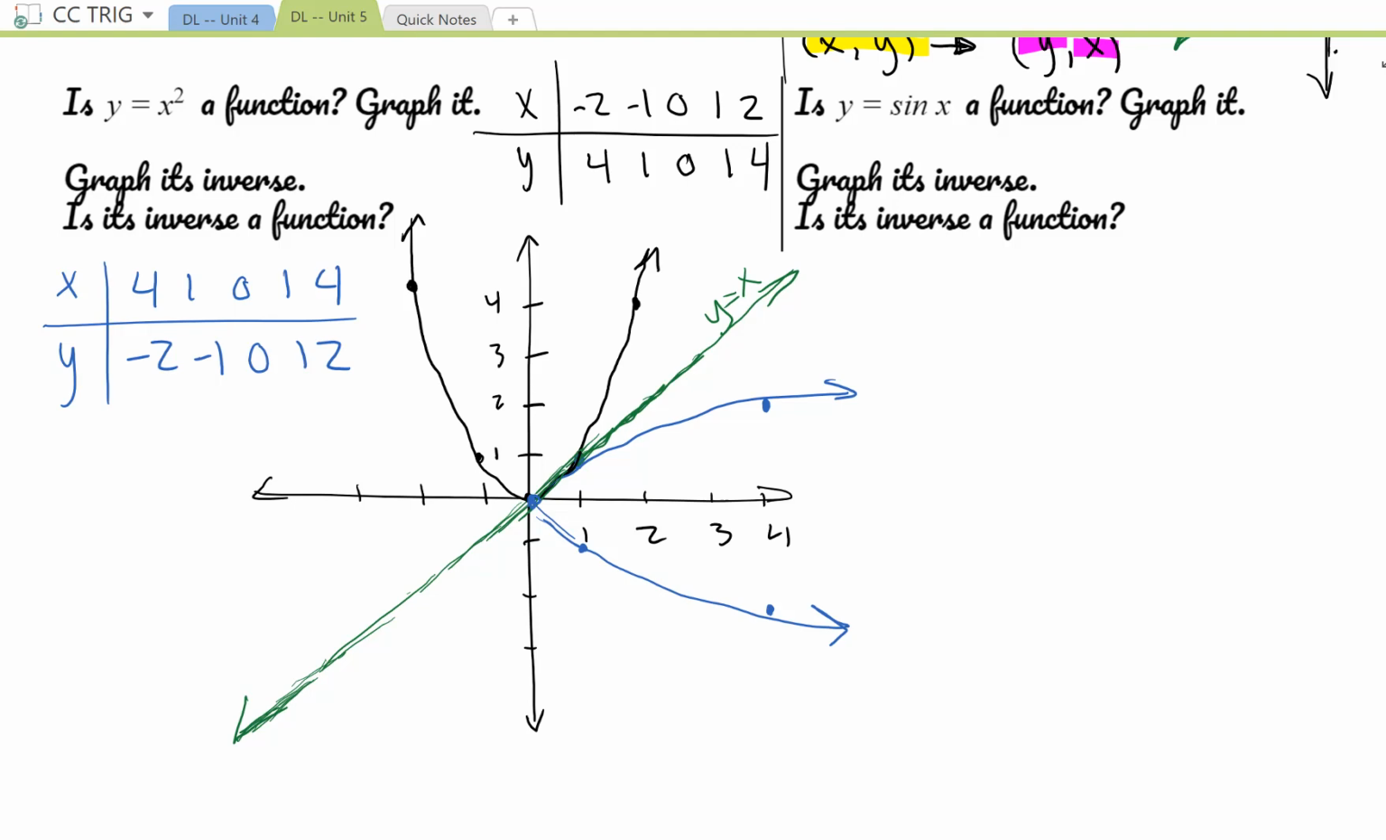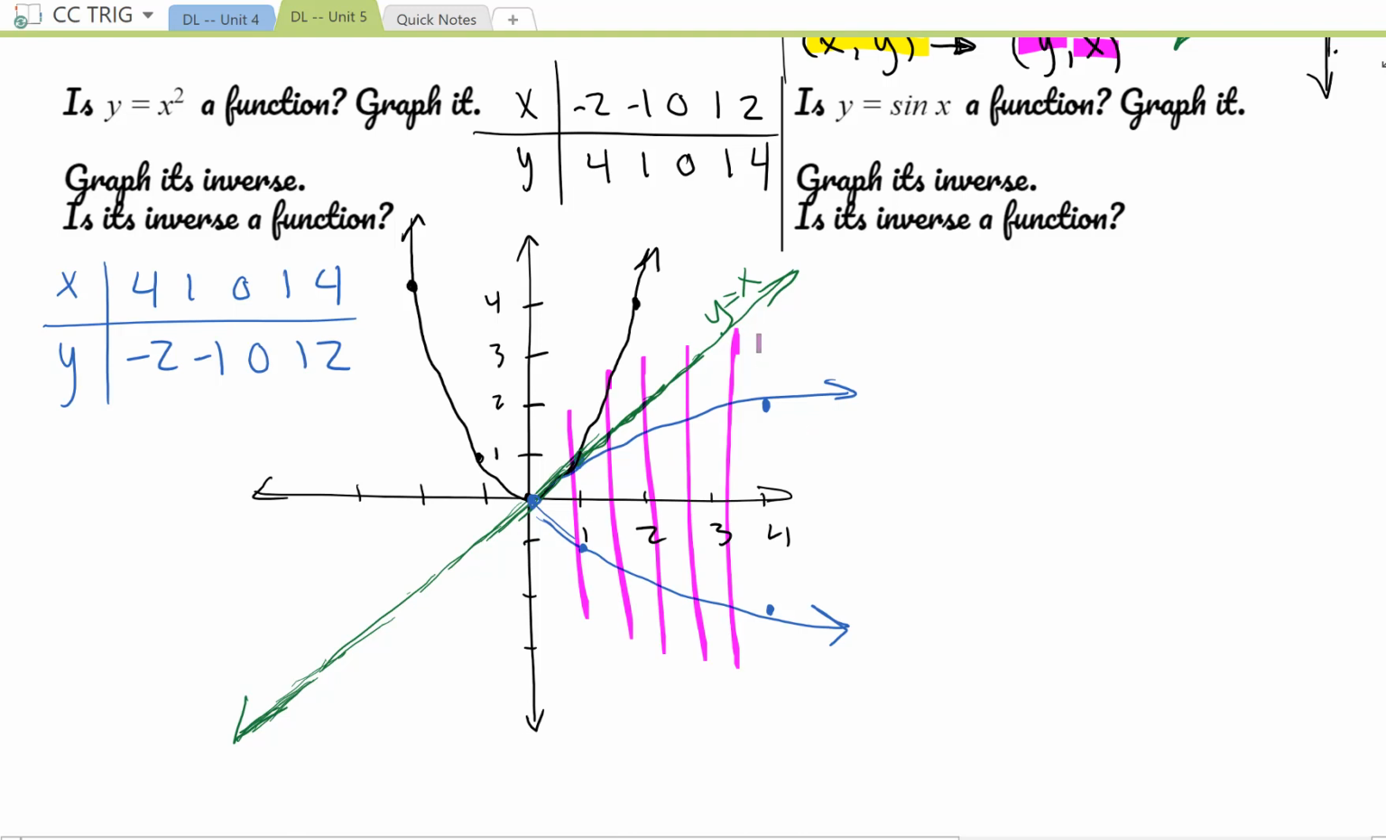Is its inverse a function? Well, let's check with the vertical line test. This blue graph, is it a function? No, it's failing on every single line, okay? It's failing the test a lot. So the blue is not a function.